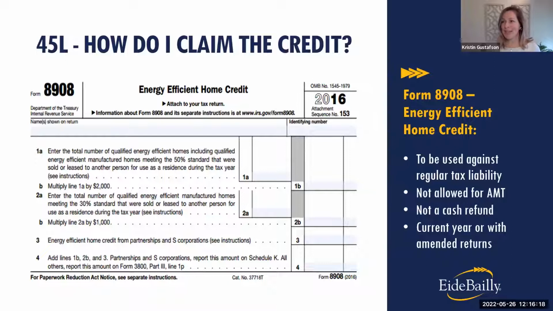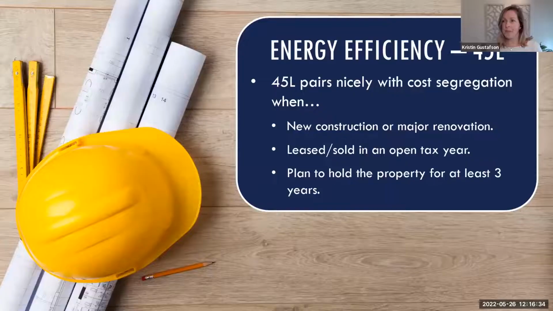How is this credit claimed? So we use Form 8908, the Energy Efficient Home Credit. This is used against regular tax liability, and it's done with a current year or with amended returns. So energy efficiency 45L pairs nicely with cost segregation when it's a new construction or a major renovation. The projects are leased or sold in an open tax year, and the building owner plans to hold on to the property for at least 3 years.